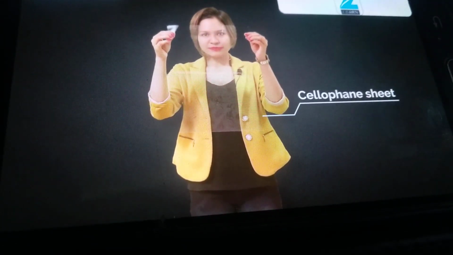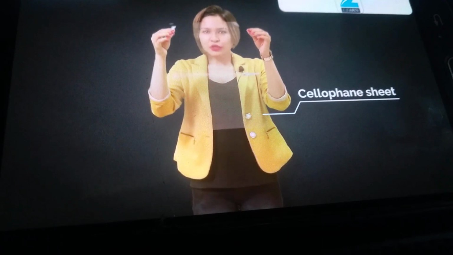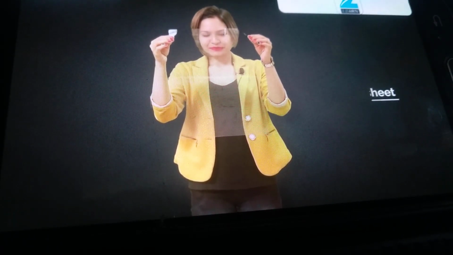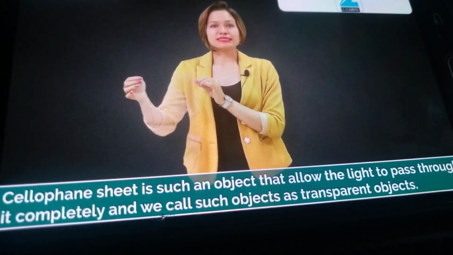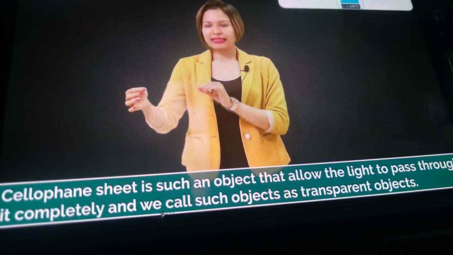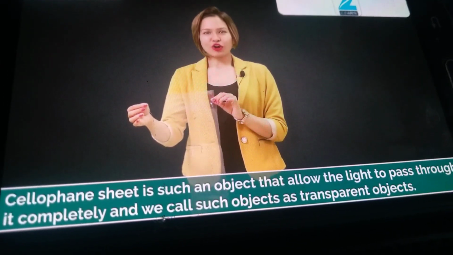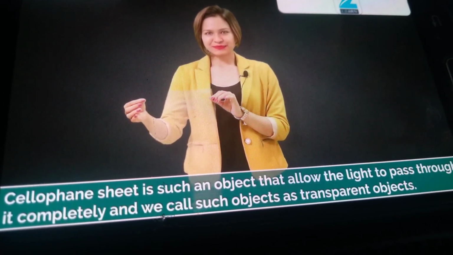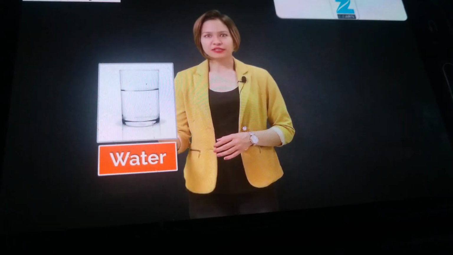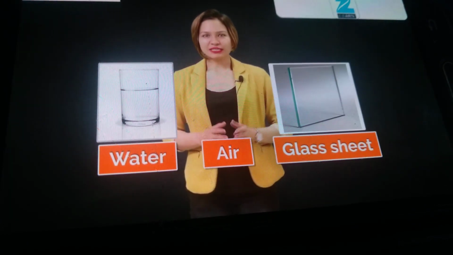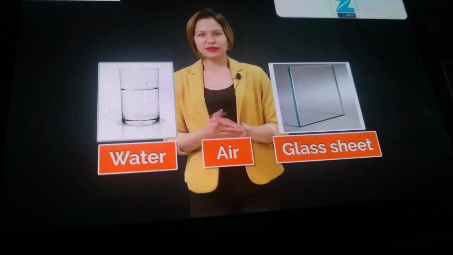Similarly, if I place a cellophane sheet here, then you can see my face clearly. And it is so because cellophane sheet is such an object that allows the light to pass through it completely. And we call such objects as transparent objects. Besides cellophane sheets, what other objects can be considered as transparent? Yes, water, air, glass sheets are some examples of transparent objects.